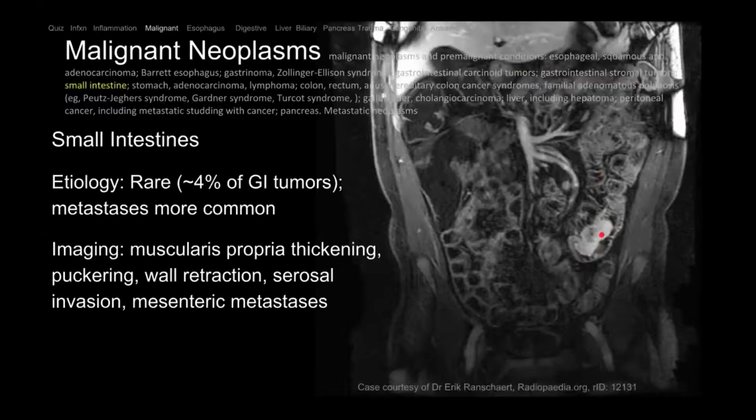So this is a small bowel tumor. And small bowel tumors, there's benign and malignant. There's lipomas, which are fat lesions. And then there's malignant ones like carcinoid. And then you also have metastatic small bowel lesions, which are actually more common than primary bowel tumors.